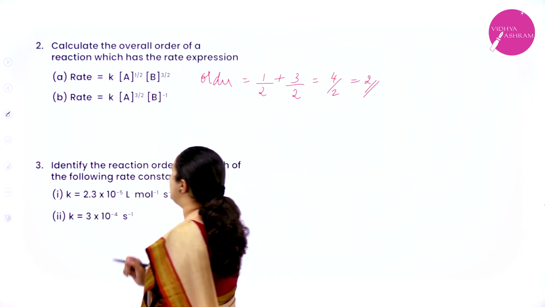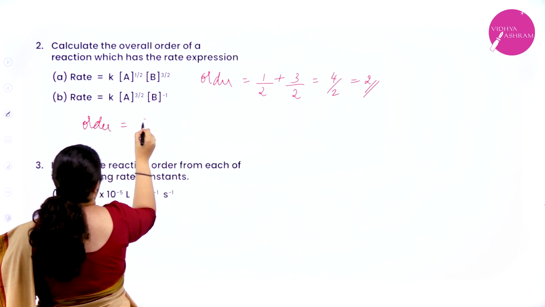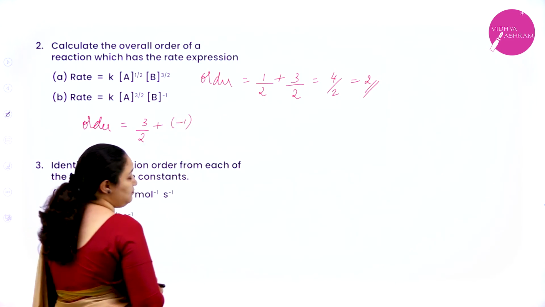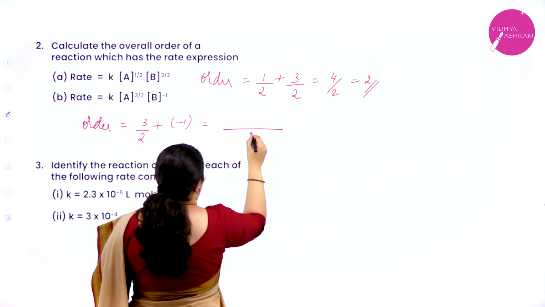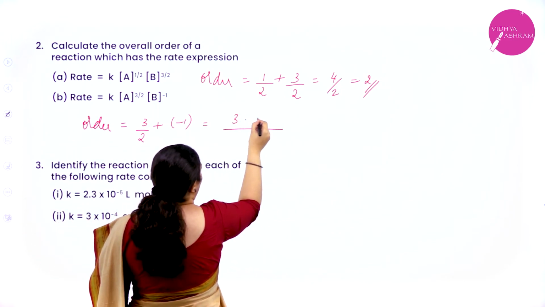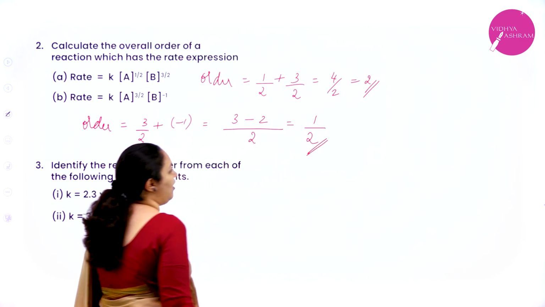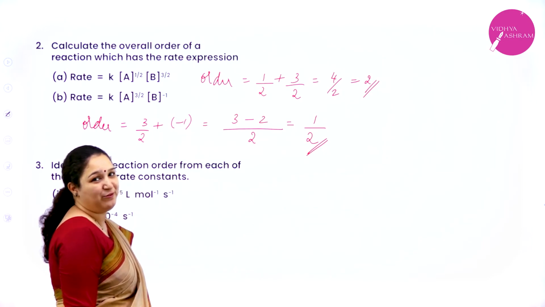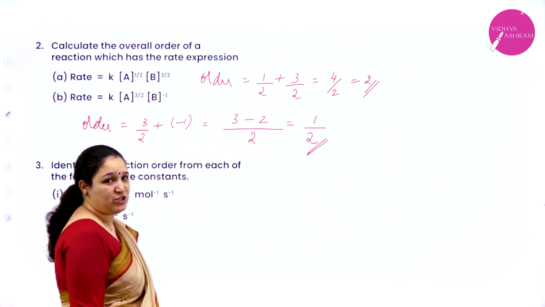Next, for the second question, again order will be equal to 3 by 2 plus minus 1. So how will I do this? I'll get 3 and minus 2, so I'll get it as half. So the order is half. Overall order is half. So I hope you have understood the second question.